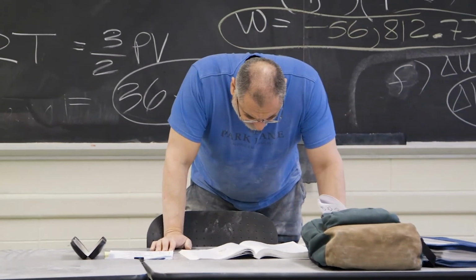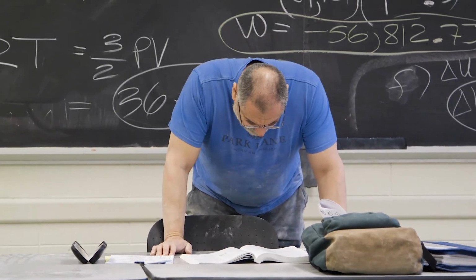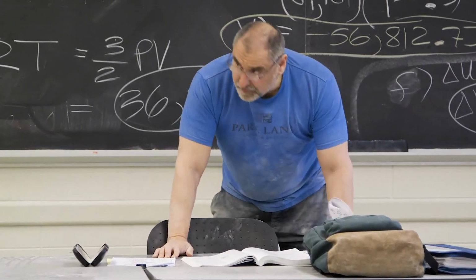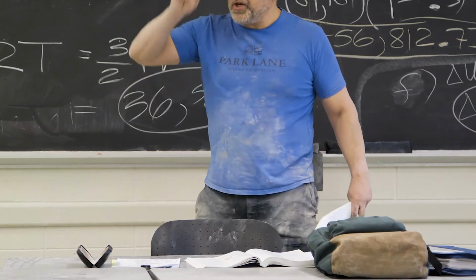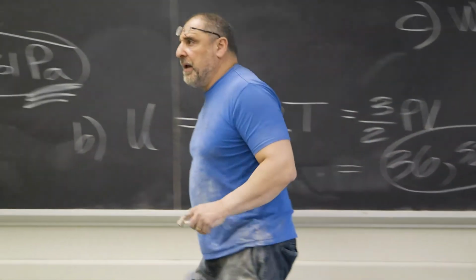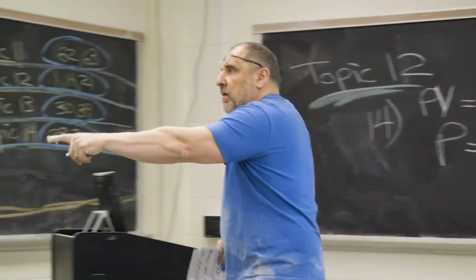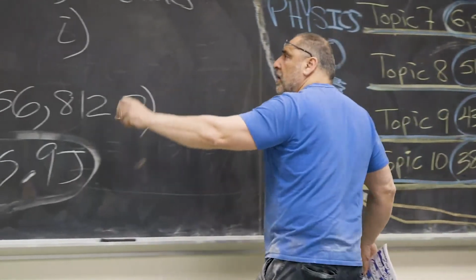Compute Q, the thermal energy transfer. We just did that. What's delta U minus W? Delta U minus W is Q. We already did it. Already done. Right here.